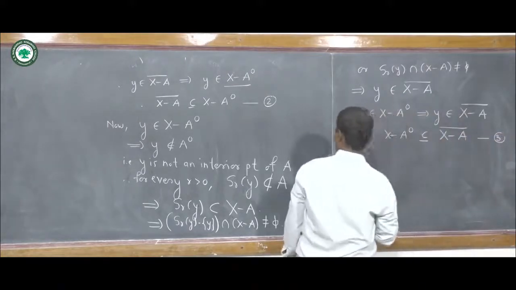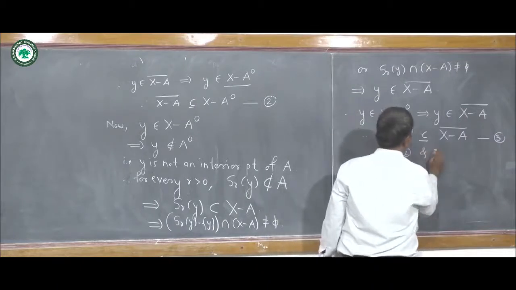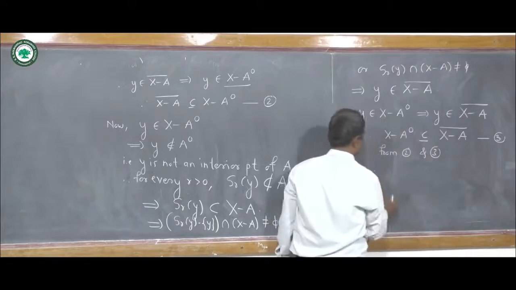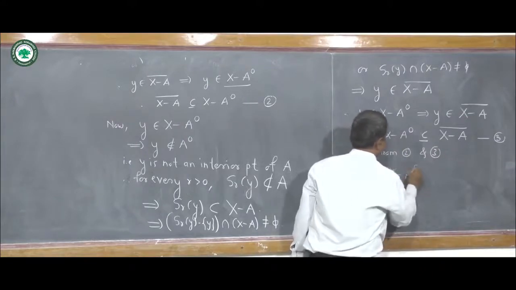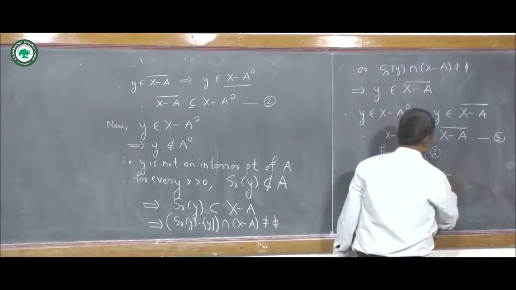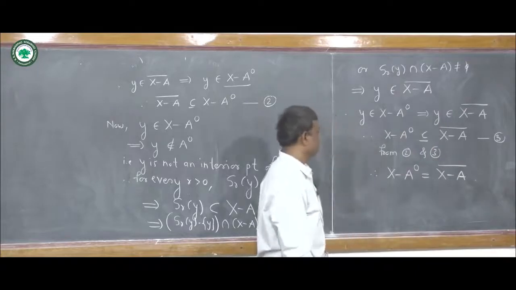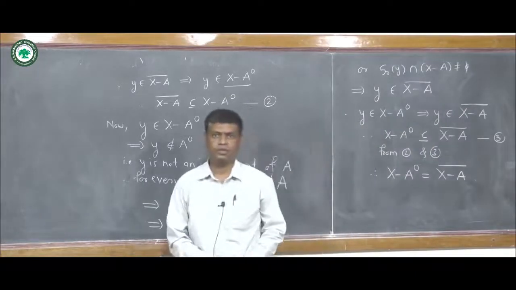So from 2 and 3, we write that the complement of interior of A is equal to the closure of complement of A. Okay, so thank you.